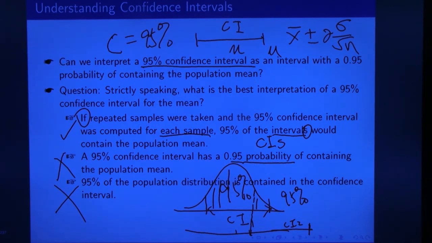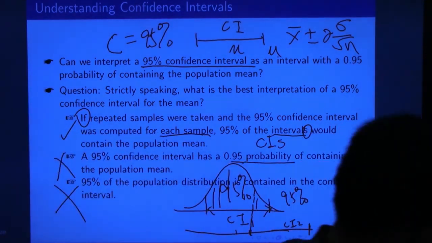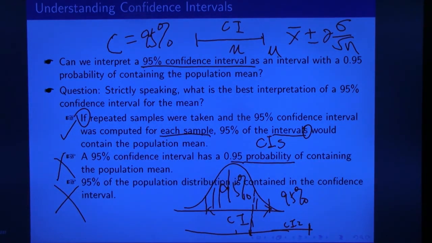the 95% confidence level. So I hope everybody can understand. The first one is the only correct way to understand the confidence interval. This is important.